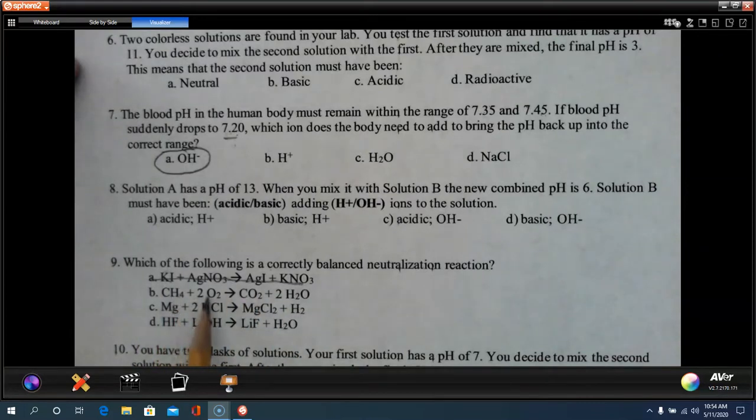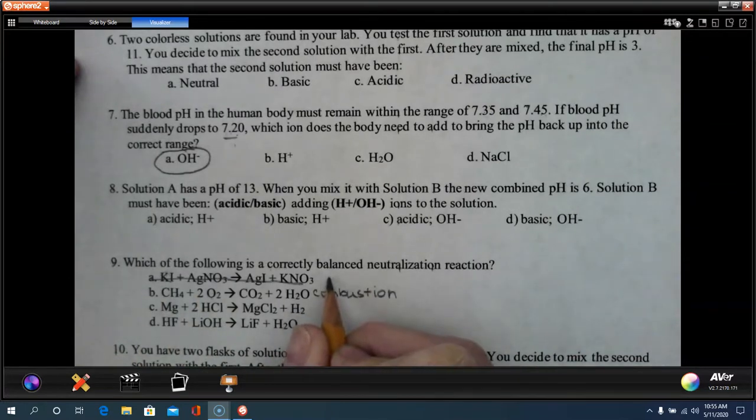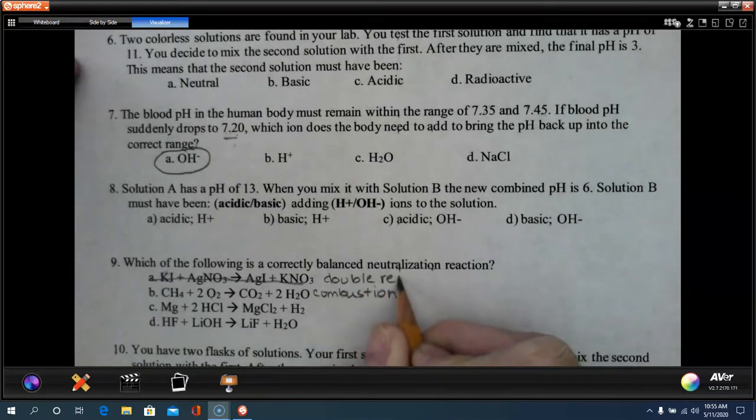CH4, which is methane, plus oxygen, makes carbon dioxide and water. Anybody remember what that is? That is a combustion reaction. So it is not a neutralization. This one up here, I should have labeled it for you. This is just a regular double replacement. Okay, next one, so this one's not it.